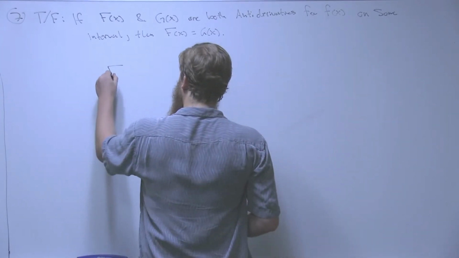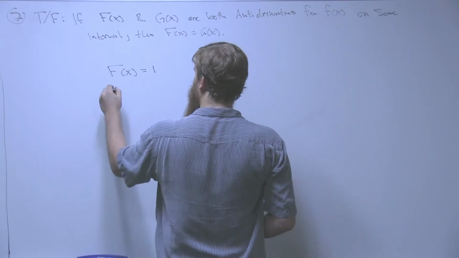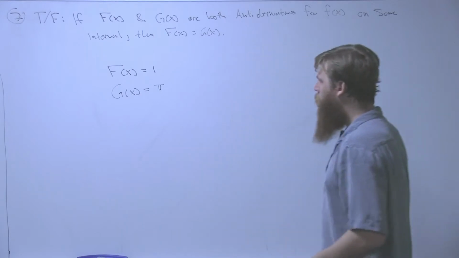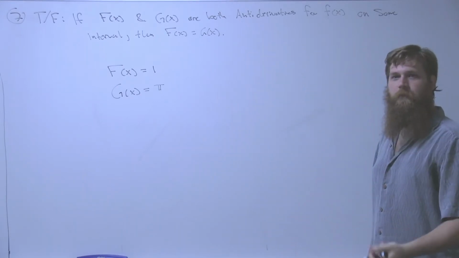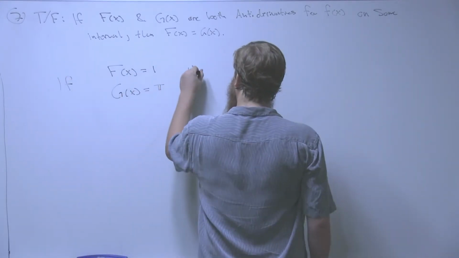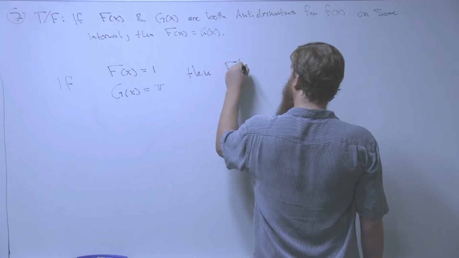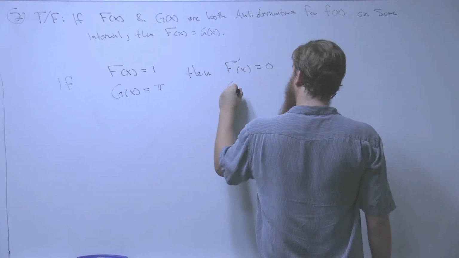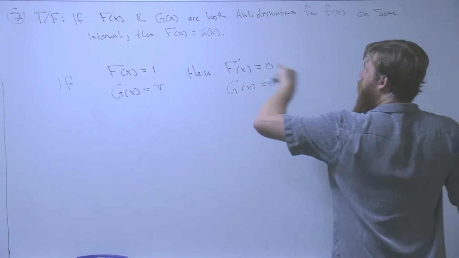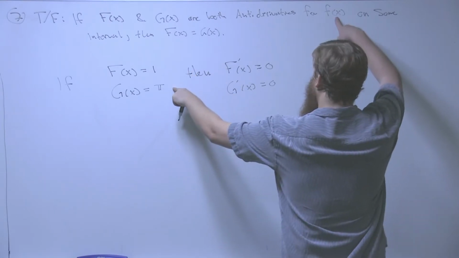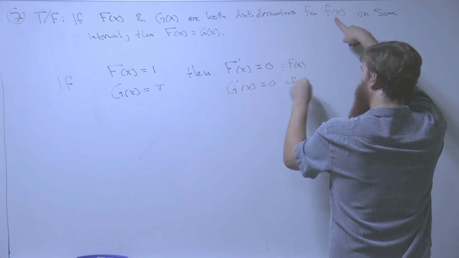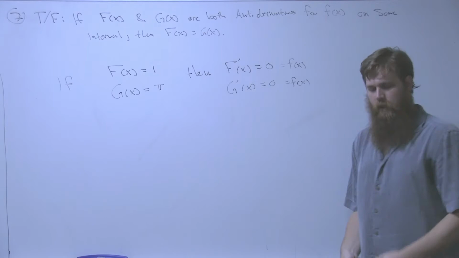Namely, if I let capital F of x be the constant function 1, and capital G of x be the constant function pi, then capital F and capital G are both antiderivatives for the function 0, right? So capital F prime of x is equal to 0, and capital G prime of x is equal to 0. So F and G are both antiderivatives for some little function, in this case the 0 function. But capital F and capital G are not equal. 1 is not equal to pi.